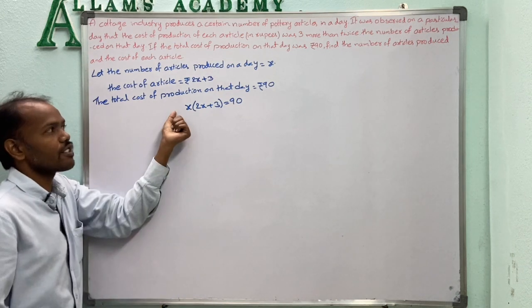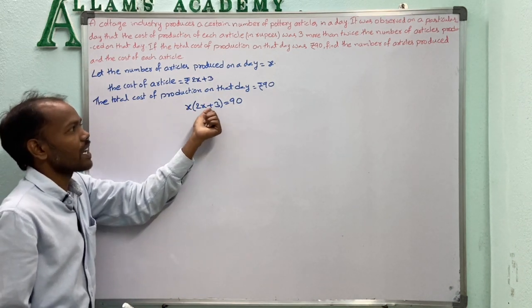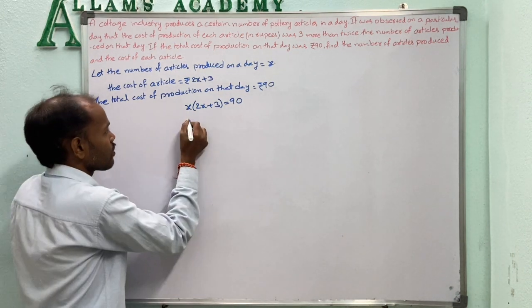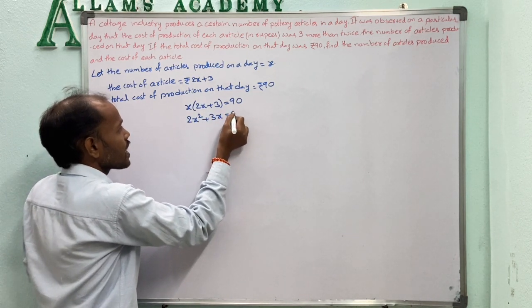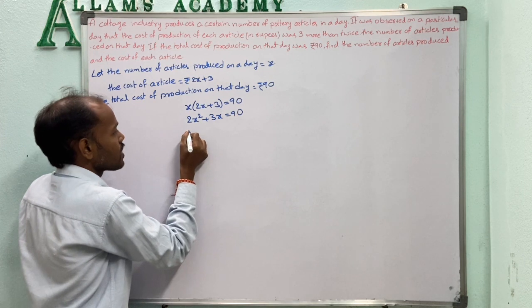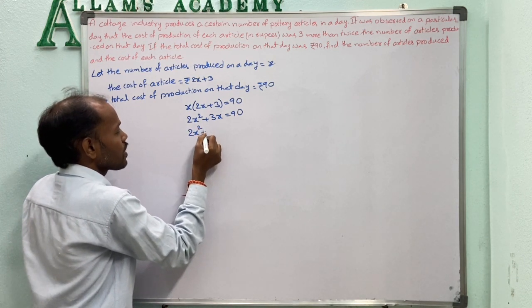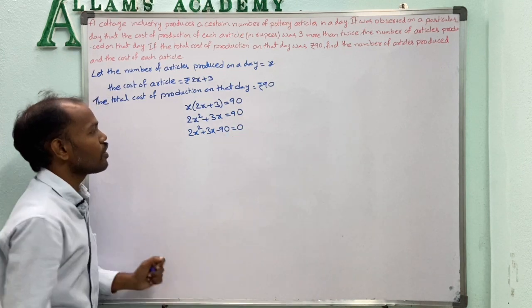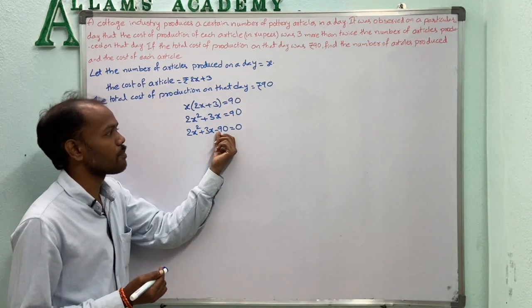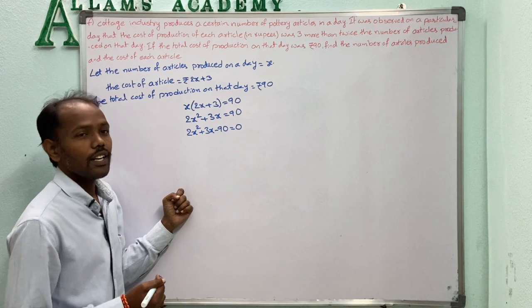Now x into 2x square and x into 3x. So 2x square plus 3x is equal to 90. Now plus 90 transfer to this side, minus 90. So 2x square plus 3x minus 90 equal to 0. We get the quadratic equation.